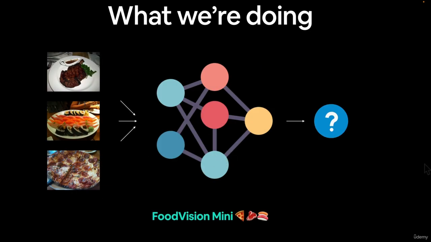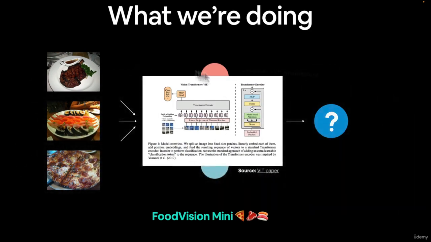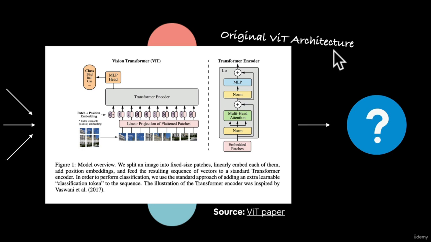And so we've got our inputs. Now, this is a neural network, very customizable. We're going to be substituting in the Vision Transformer architecture. So this is the original ViT architecture, Vision Transformer. But if we turn it into Food Vision Mini style, we might have something like this. We have an image of pizza. We break it up into patches. We'll see what this looks like later on.